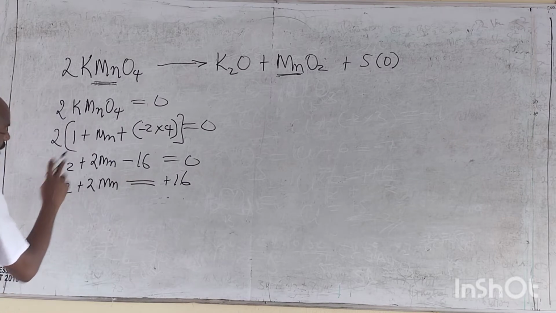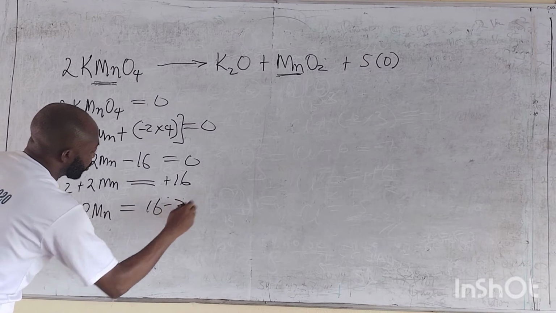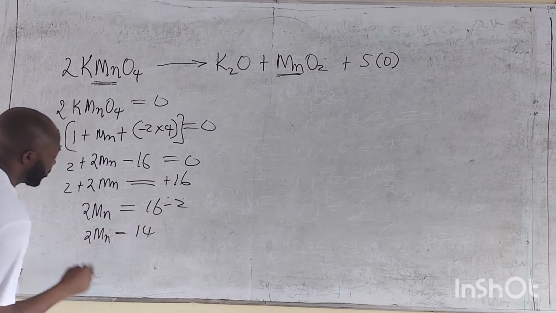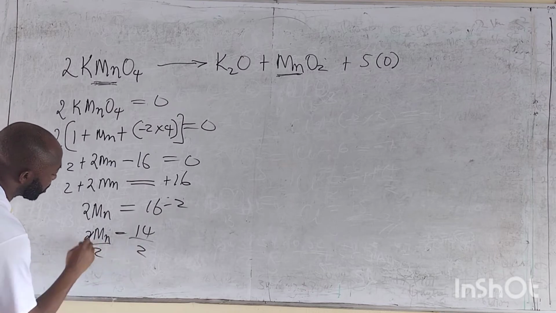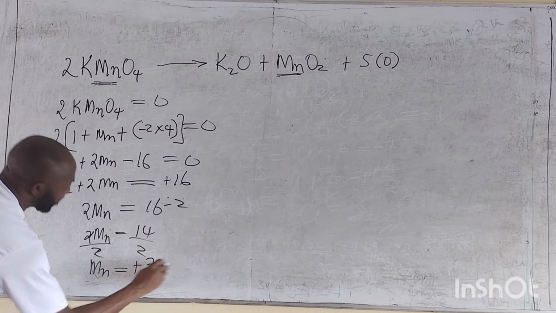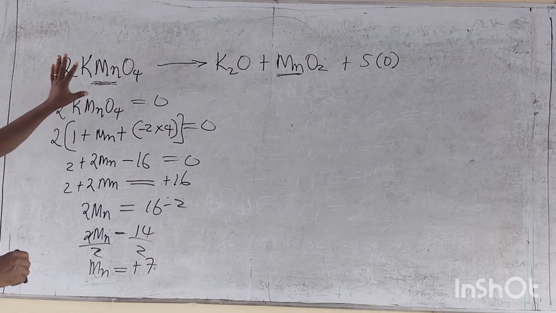Now, I want to take this 2 across. So I have 2Mn equals 16 minus 2. 2Mn equals 14. Divide both sides by 2. Mn here equals plus 7. So the oxidation number of manganese here is plus 7.